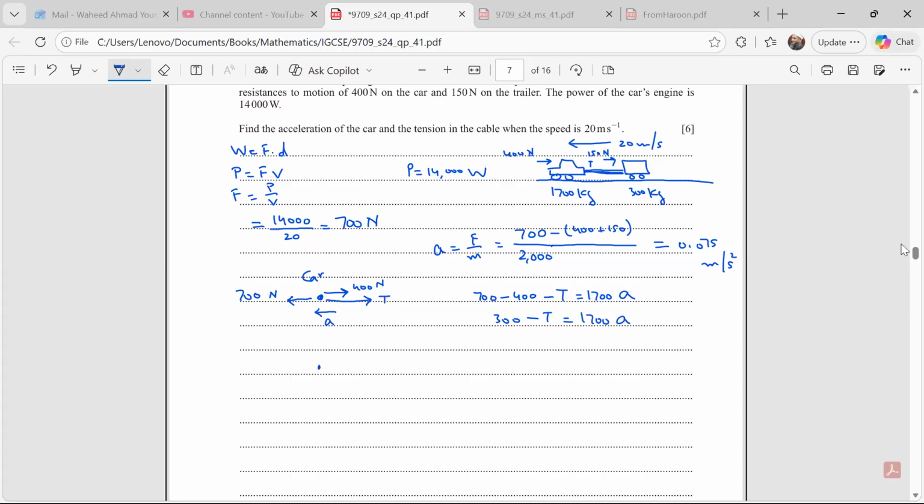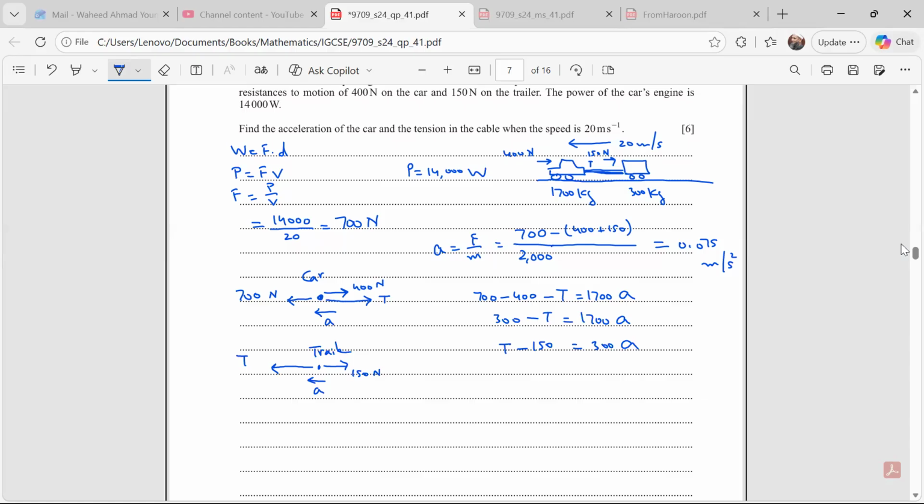Now consider the trailer, right? On the trailer, there's a force pulling it, which is T. The resistive force is 150 Newton, right? Acceleration is A, the same acceleration as the acceleration of the car. So if I apply the second law of motion here, the net force is T minus 150 equals MA, and the mass of this trailer is 300 into A. Okay, I hope you're okay with these two equations.